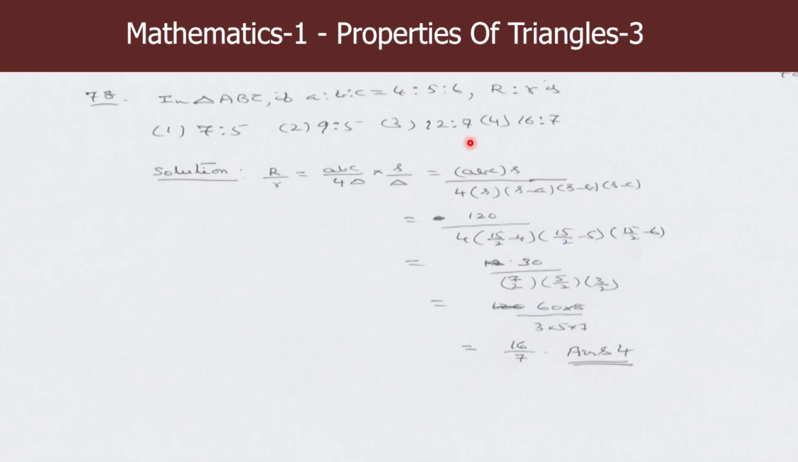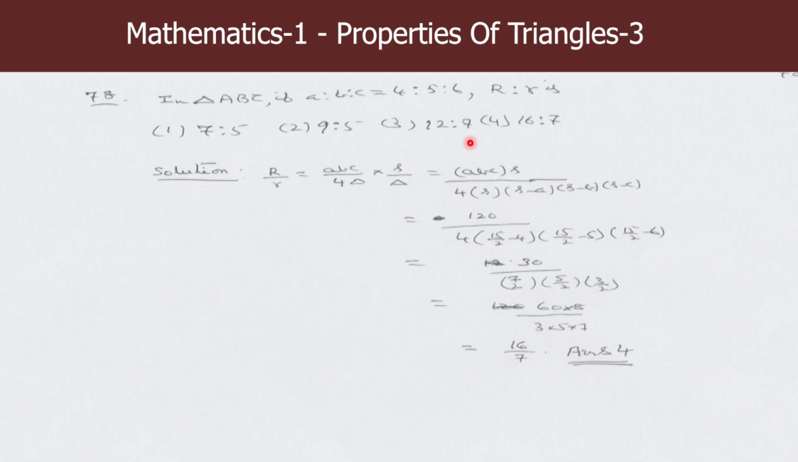78. In triangle ABC, if A : B : C is equal to 4 : 5 : 6, then R : r is: 1) 7 : 5, 2) 9 : 5, 3) 12 : 7, and 4) 16 : 7. Now, capital R by small r: you know that capital R is abc by 4 delta, and small r is delta by s.